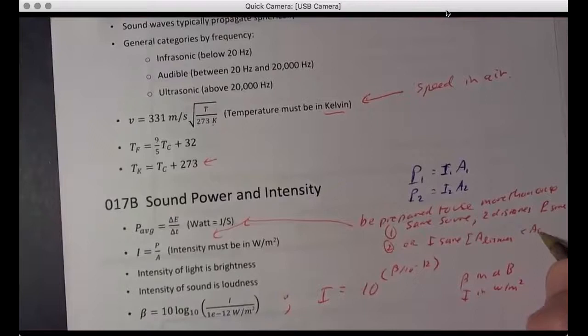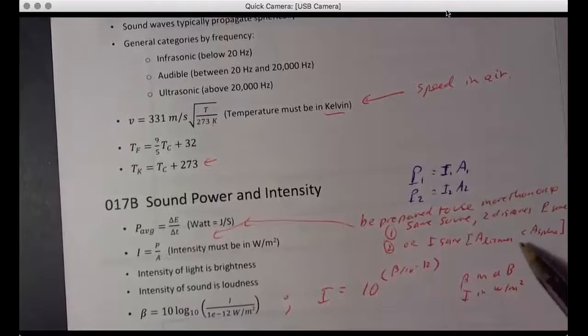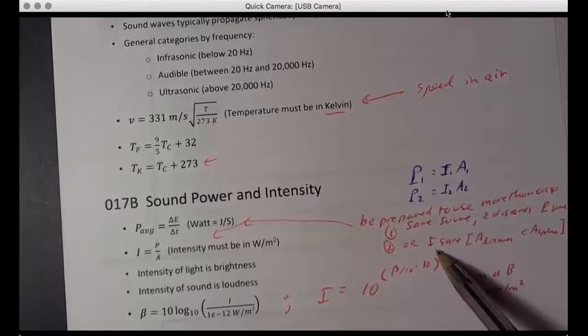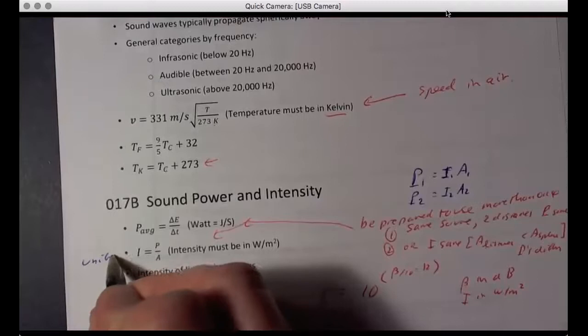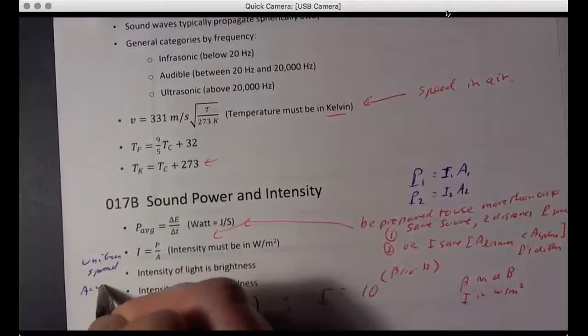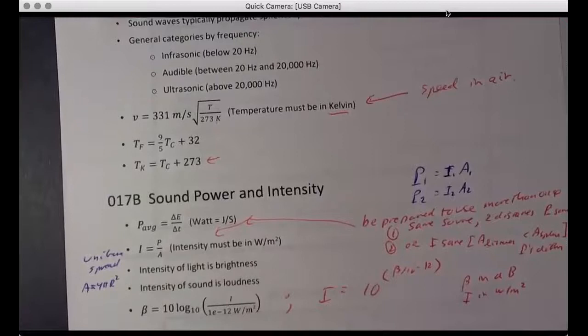Right, so the sphere is how it spreads out, but you can take a small chunk of the big sphere and get the I's the same, because per area, different areas get a different power. So P is different. Or P is the same because you're just looking at two people at different distances. Okay, it's the same area. Well, different areas, same power. And for the uniform spread, A equals 4 pi r squared is the area of a sphere, right? So again, this is dB, and this is watts per meter squared.